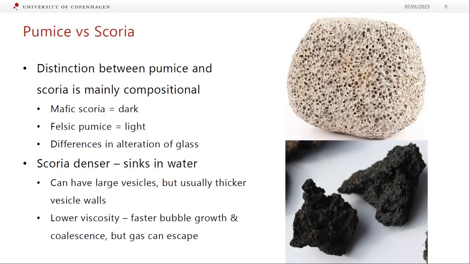air. Now, we've talked about pumice and scoria a lot in the course, but I just wanted to be a bit more formal about it. Basically, the main distinction is compositional. Scoria is mafic and it's dark. Pumice is felsic and it's light.